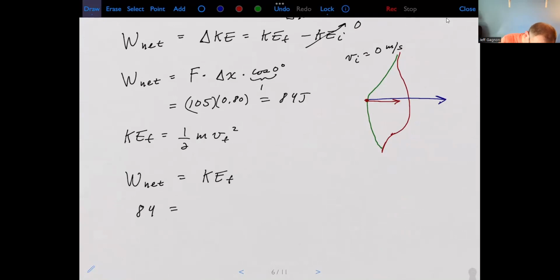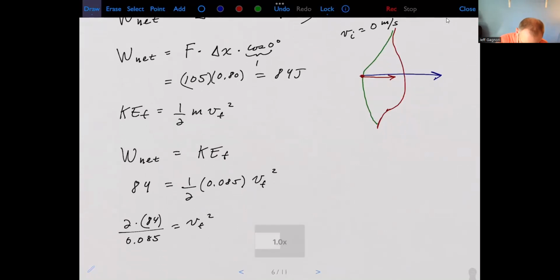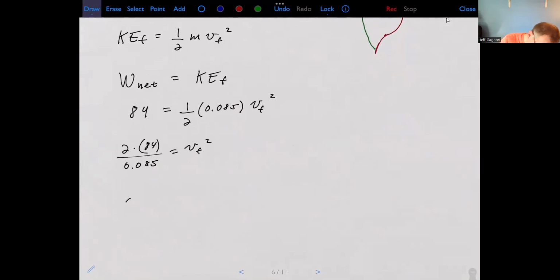And that final kinetic energy is going to be 1/2 times 0.085. Again, is that right? Yep. And then times v final squared. So now I can solve this for v final. If you multiply both sides by 2, and then divide by 0.085, that'll give me v final squared. And then finally, if I take the square root of both sides, v final is going to be the square root, and I know it's going to be positive, so I want the positive root.